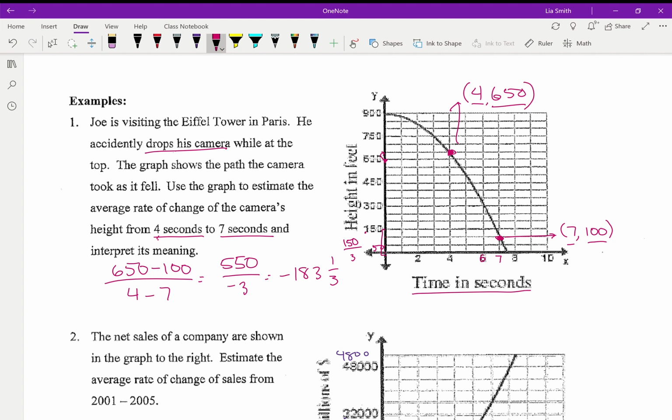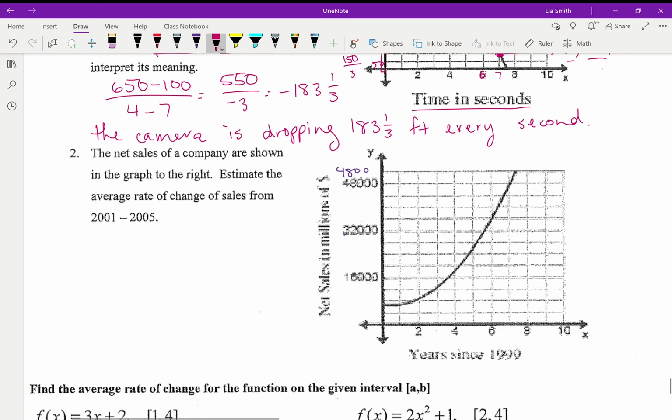So when you're interpreting the answer, and on Math Excel, it's going to ask you to interpret everything, you want to make sure that you understand what it means. So that negative 183.3 repeating means that the camera is dropping 183 1/3 feet every second until it hits the ground. So I don't have to put the negative in the sentence because I'm using the word drop to acknowledge the negative direction. Number 2 is super similar.